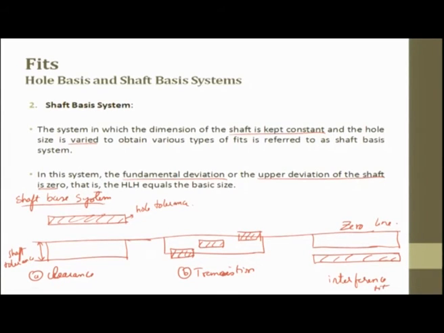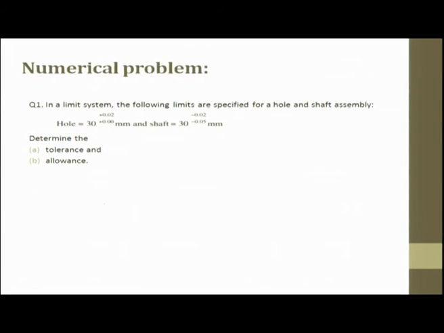Okay. So, now we will see some of the problems to be solved. Let us try a numerical problem with whatever we have covered till now. In a limit system, the following limits are specified for a hole and a shaft. The hole limits are given and the shaft limits are given. They have asked us to find out the tolerance and the allowance. So, let us try to figure out the tolerance.